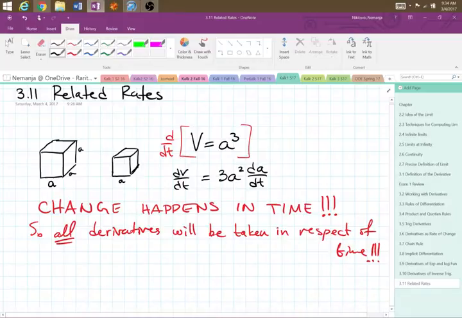Yes? Wouldn't r be a variable for the cylinder if it's melting? So r would be changing then? That's true, but we have other applications where r will stay, and we'll see how that works.